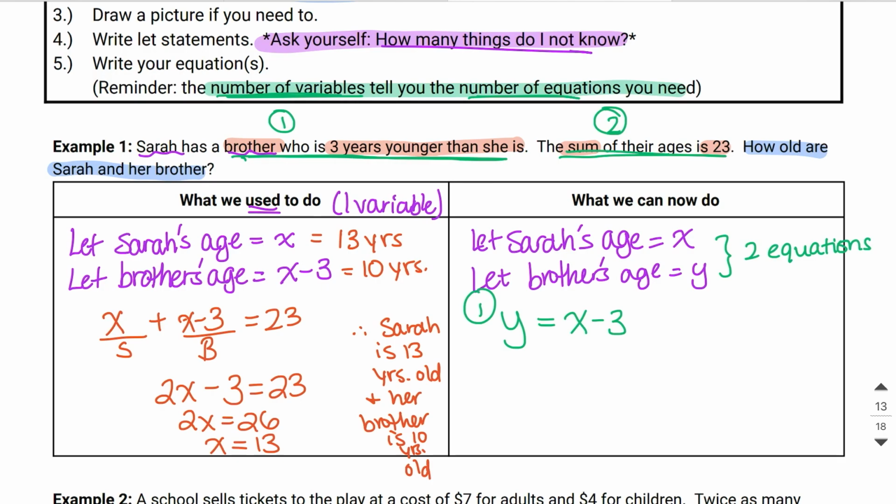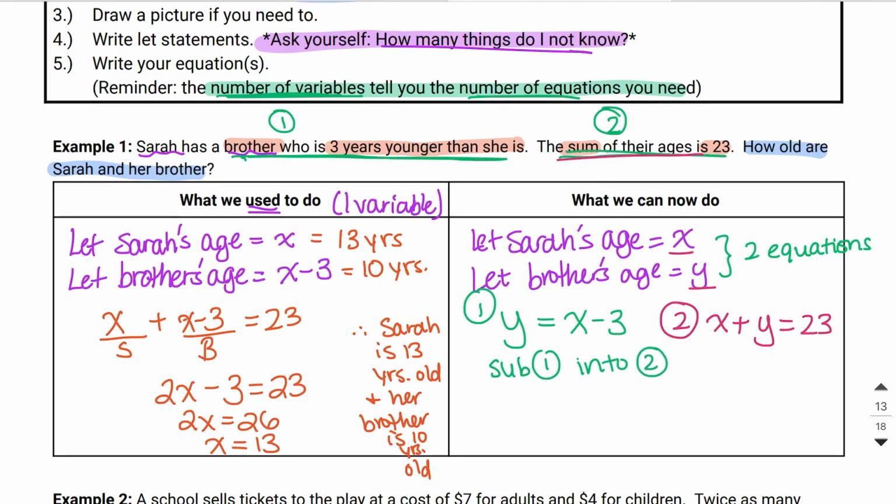Our second equation is going to say that the sum of their ages is 23. So I take Sarah's age, which is X, I take her brother's age, which is Y, add them together, and I get 23. And then in order to solve for this, I would sub equation 1 into equation 2, and then that would look like this.